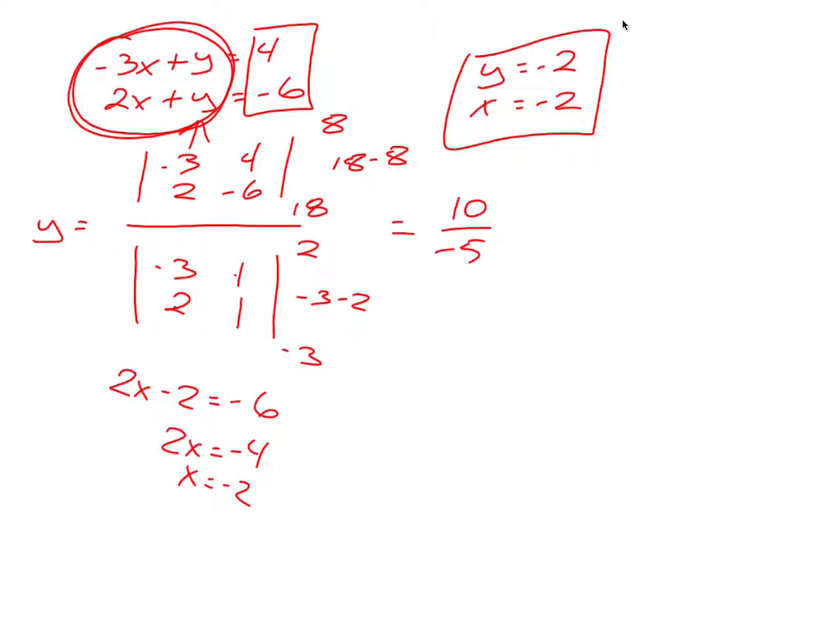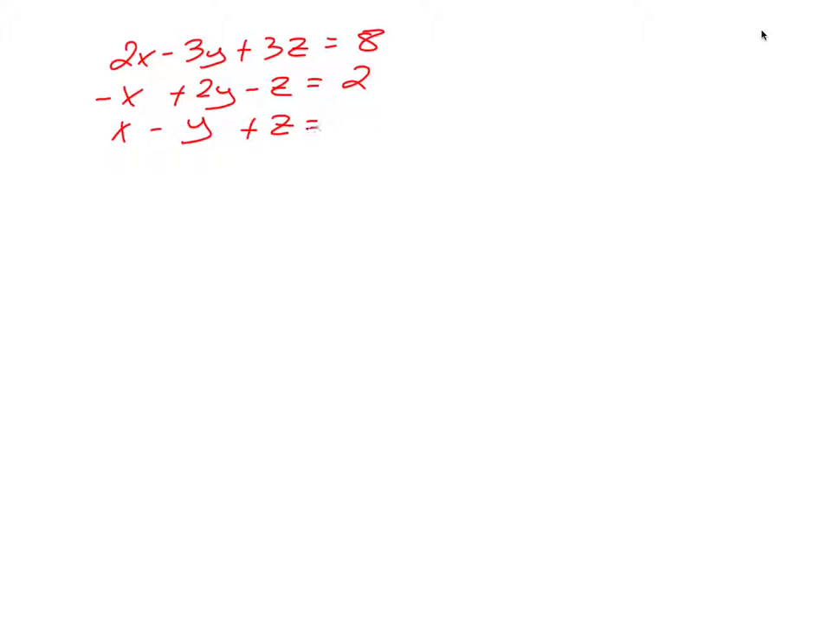Alright, 3 by 3. 2x minus 3y plus 3z equals 8. Negative x plus 2y minus z equals 2. And x minus y plus z equals 3. So I want to use Cramer's rule to solve this system of equations.